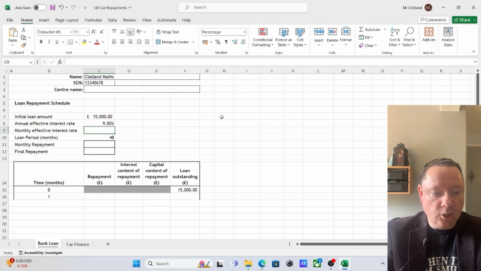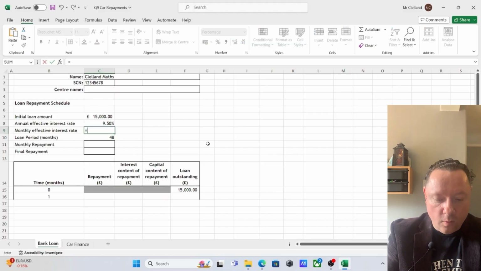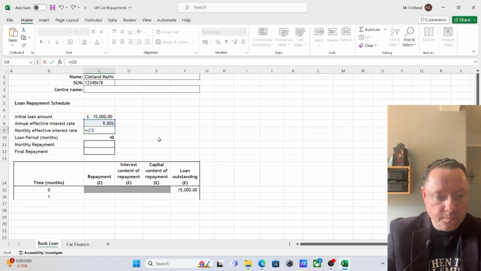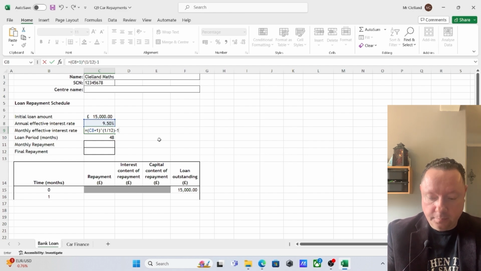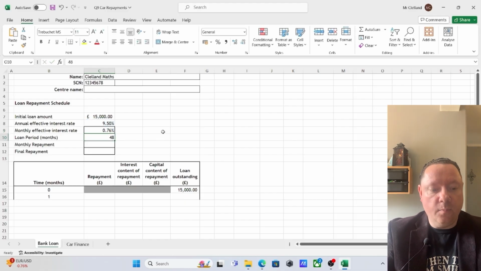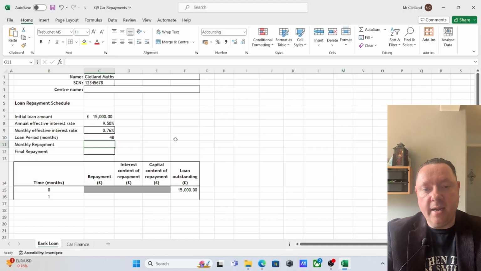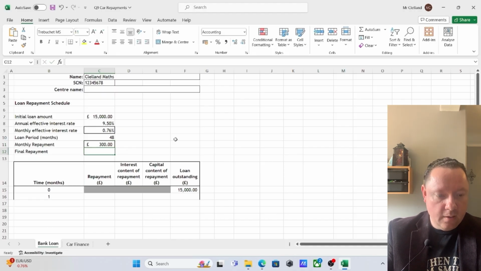Okay, so here is the spreadsheet. We've got some boxes to fill in and then find a final repayment. So first of all, the monthly effective interest. To work out monthly, you start off with equals this cell plus 1 to the power of 1/12. And then we need to take away 1 at the end again. And you get 0.76%. Monthly repayment amount, well, we don't know it, so let's just make a number up, 300. Final repayment amount we'll come back to, so we now need to fill in our table.